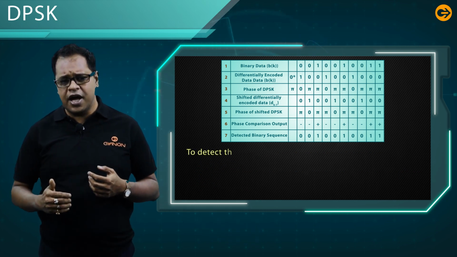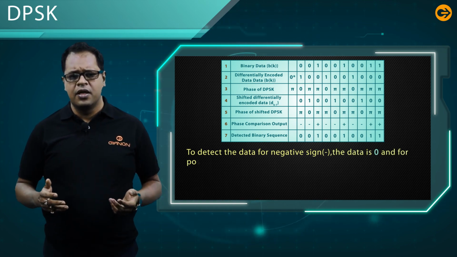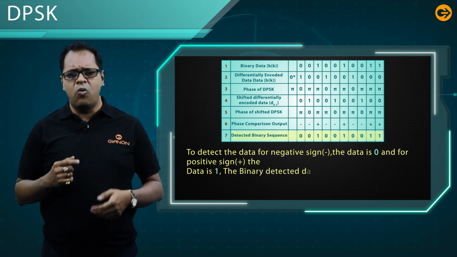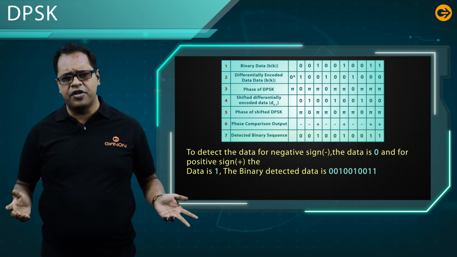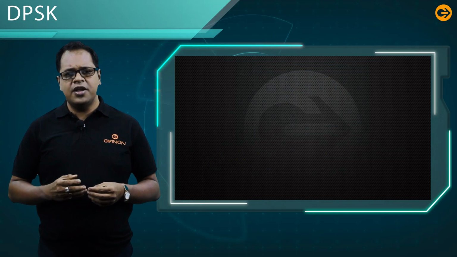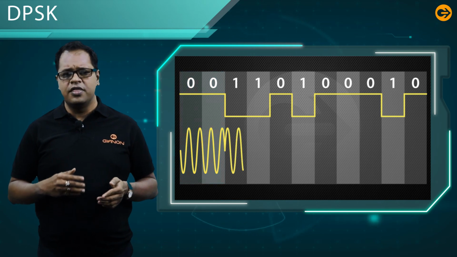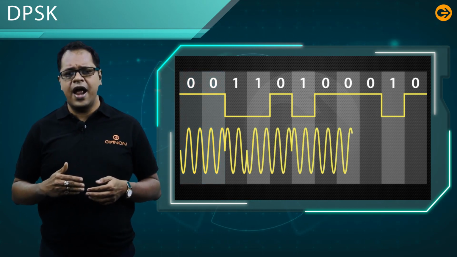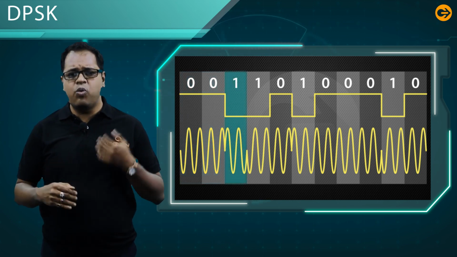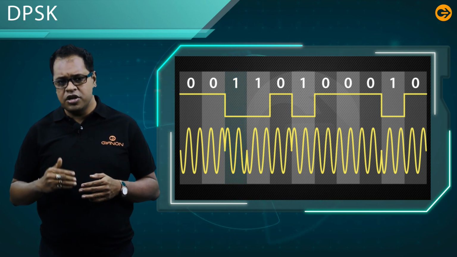To detect the data, for negative sign the data is 0. And for positive sign, data is 1. The binary detected sequence is therefore 0, 0, 1, 0, 0, 1, 0, 0, 1, 1. That is the original transmitted data. Very much interesting, isn't it? Now it can be seen from the figure that when the bit is low, that is 0, the phase of the signal is not reversed and continues as it was. When the data is high, that is 1, the phase of the signal is reversed. You just draw it yourself.